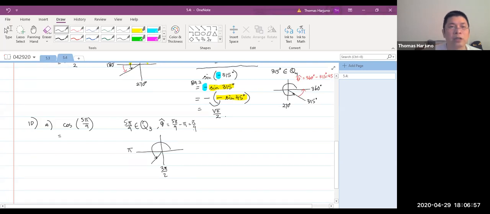Now, because it is in quadrant 3, the cosine is negative. So it will be negative cosine of the reference angle. So that will be negative radical 2 over 2.